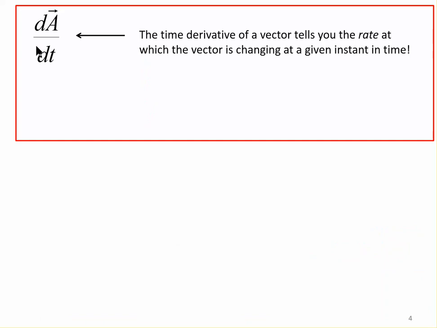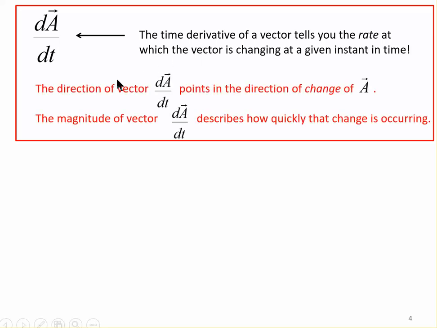So, dA/dt represents the rate of change of a vector. It's the time derivative of the vector, and it tells you how quickly it's changing at a given moment in time. And in particular, dA/dt is itself a vector. So when you take the derivative of a vector, you actually get another vector. And it points in the direction that the vector is changing in. And the size of this vector dA/dt, or the size of the rate of change of the vector, describes how quickly that change is occurring.